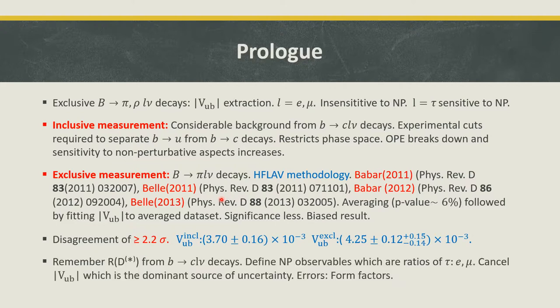And again, as I was speaking about earlier, remembering the RD star observables from the B2C tau nu and CL nu sector, on the new physics side, we define observables which are ratios of tau in the final state to E nu in the final state. And in such ratios, obviously VUB cancels, and hence the dominant source of uncertainty in such new physics observables is basically the form factors.